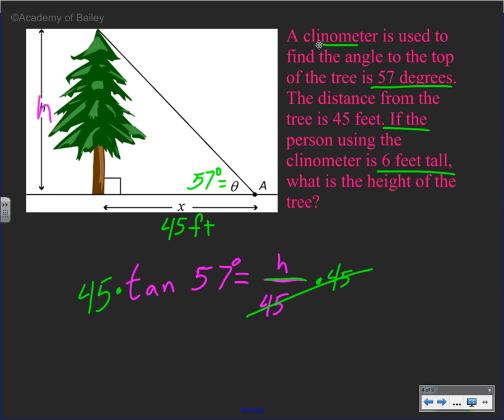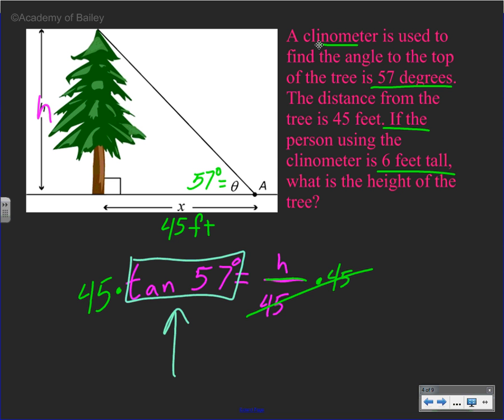You're going to type 45 times the tangent of 57, and I want you to start getting used to the terminology. A lot of students will try and tell me that is 57. That is not 57. That is the tangent of 57 degrees. So make sure you say tangent 57 degrees. So in our calculators, we're going to multiply 45 times tangent 57.